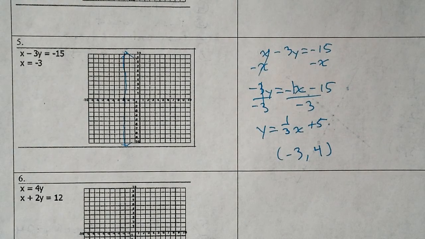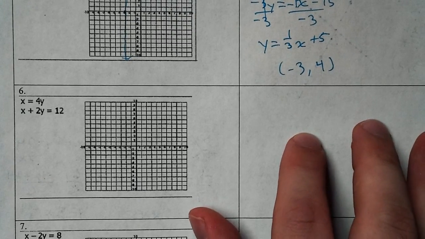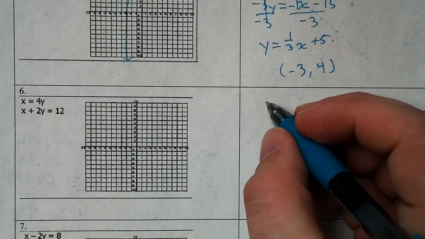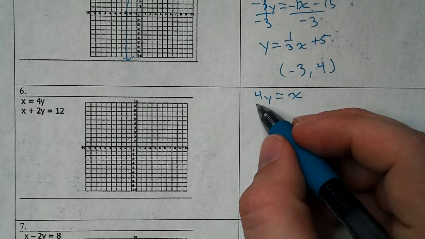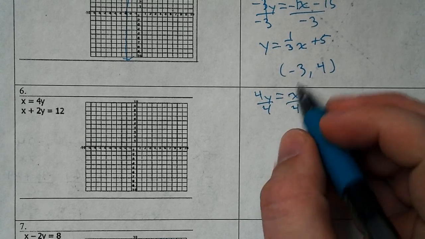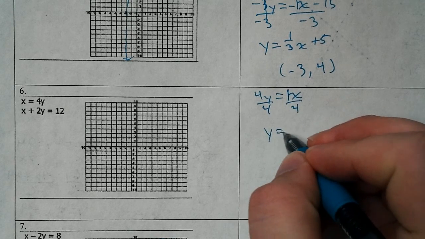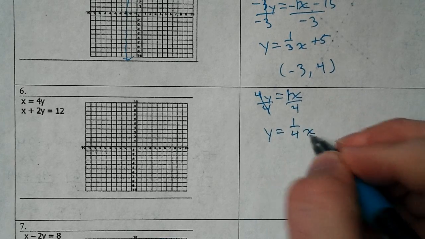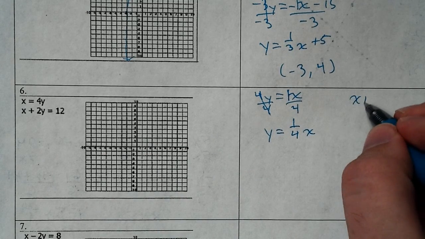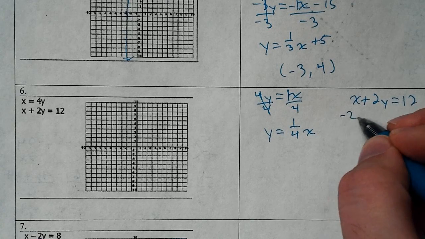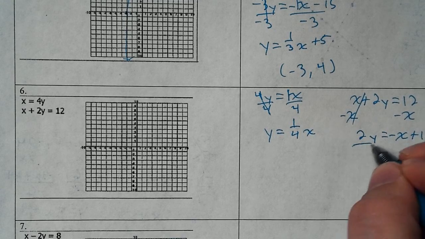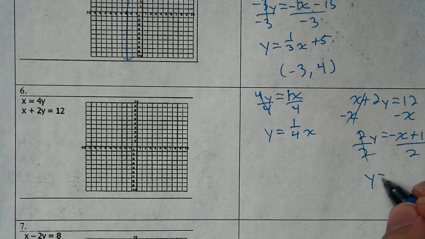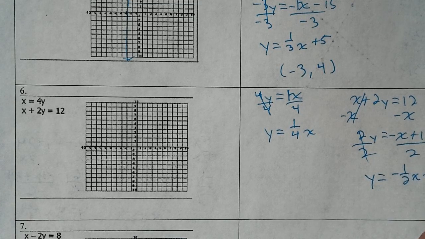Now, last one we'll do together is number 6. So number 6 says x equals 4y. Now we can change that into y equals. I'm going to flip it real quick. 4y equals x. Just so we can see, all we need to do is divide by 4 to get it to say y equals. It's got a sneaky 1, so y equals 1 divided by 4x, 1/4 x. This other one, x plus 2y equals 12. Move our x. 2y equals negative x plus 12. Divide by y. Y equals negative 1/2 x plus 6.